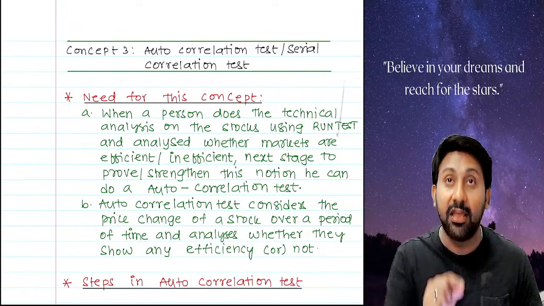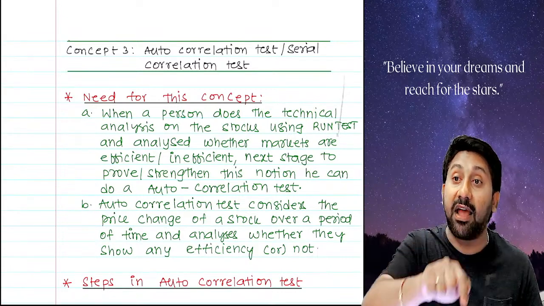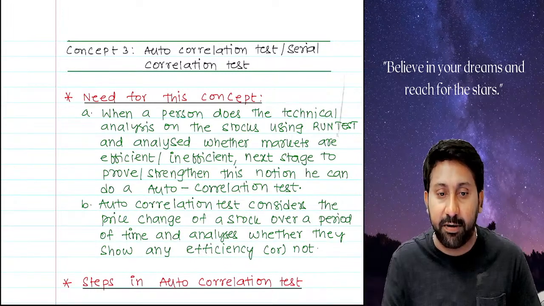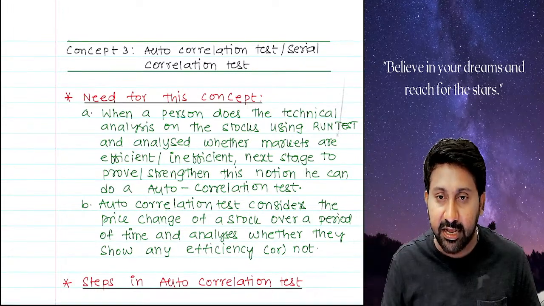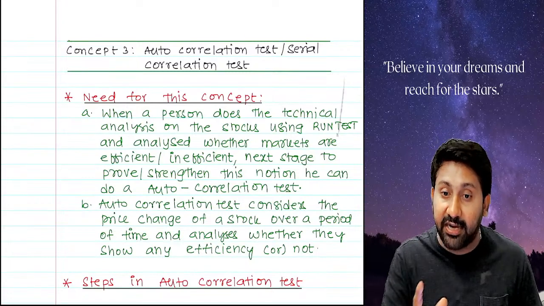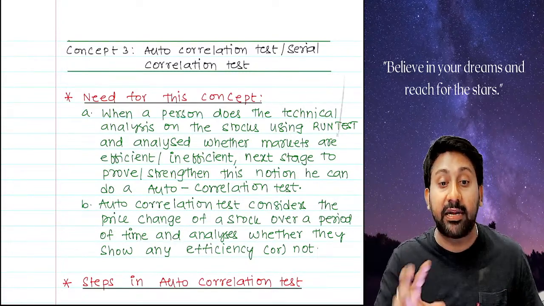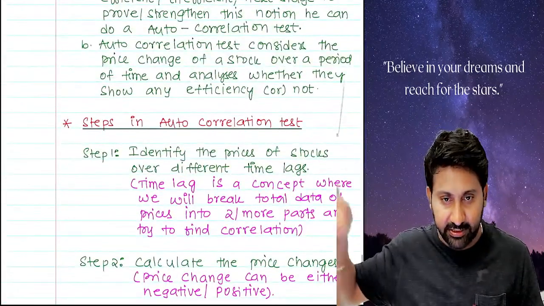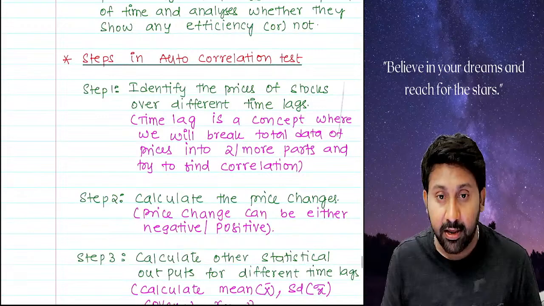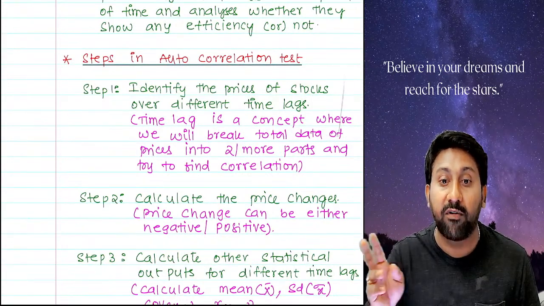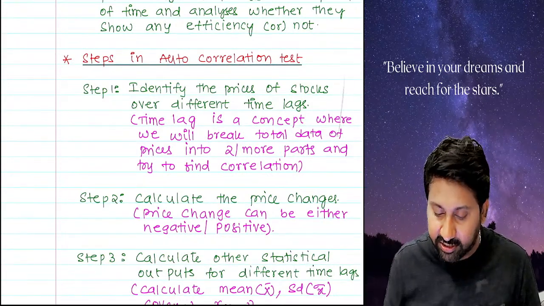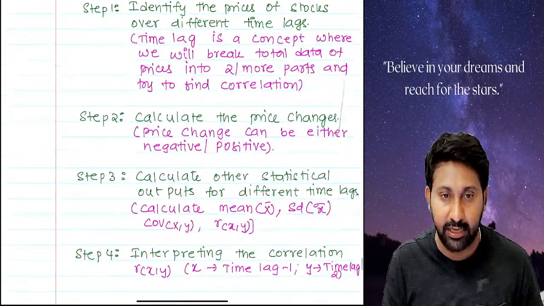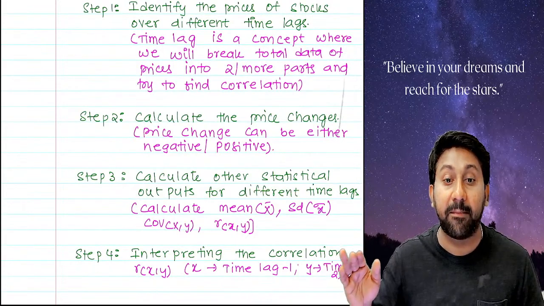Then what we need to do? We need to see how the first 5 days influence the next 5 days. Is there any correlation between the first 5 days and the next 5 days? That means, is the market of the company trending on the basis of the past or not? How to understand? Step 1, identify the prices of the stocks over different time lags. Time lag is a concept where we break the total data into 2 or more parts and find the correlation.